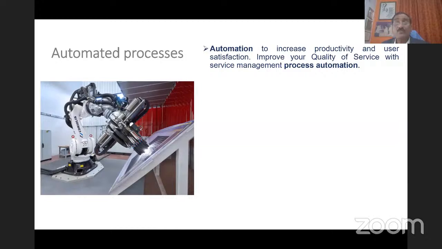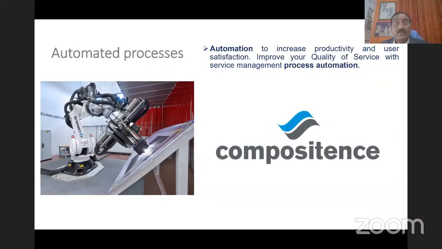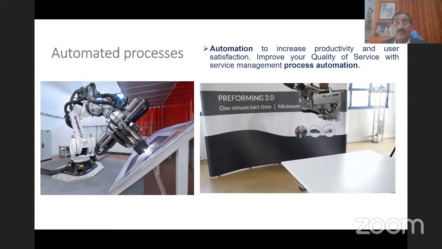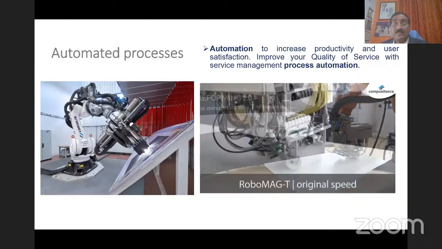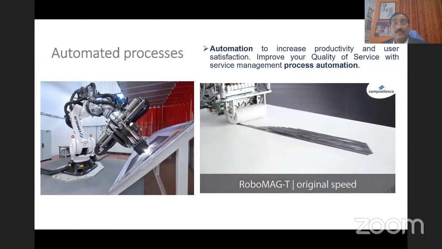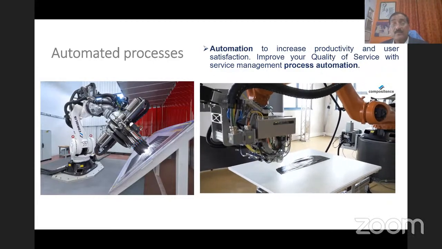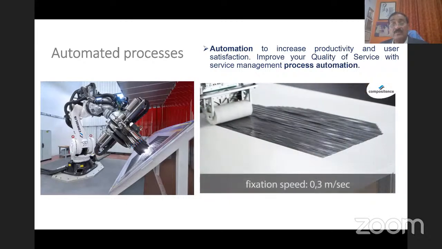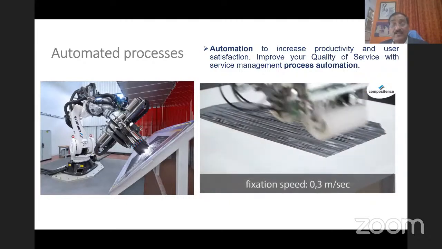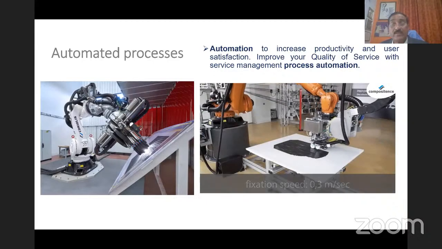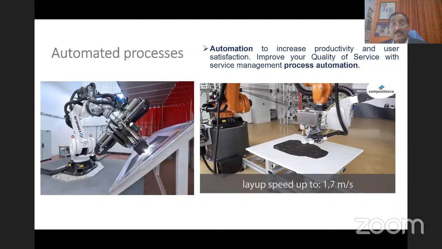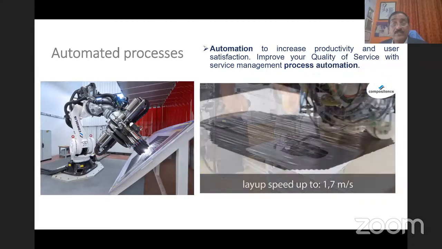An automated process is to increase productivity and improve quality. We have a small video of this, a one minute takt time, with the robot at original speed. You may know that in most composite material designs, you will be laying the fibers in the zero direction, and also at 45 degrees and also at 90 degrees. So this is used as per the application and the designer requirements.